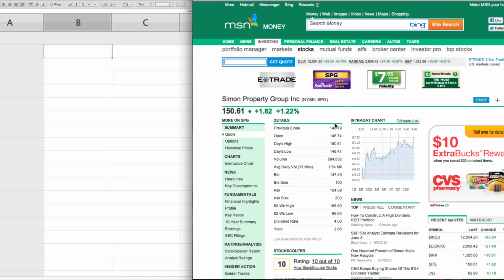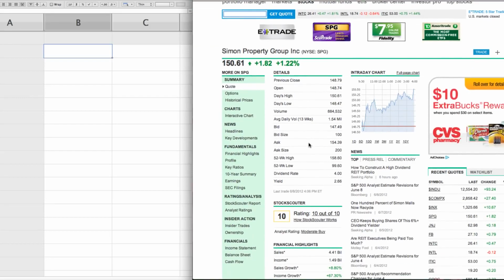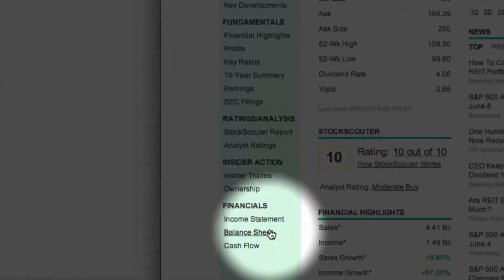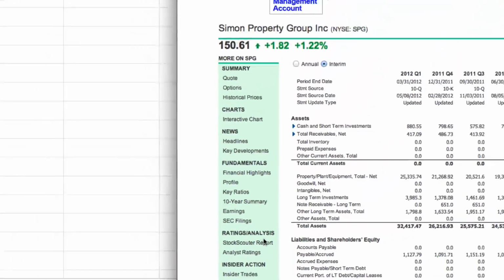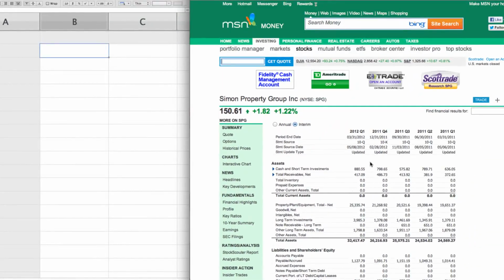Okay, and the first thing that I'm going to do is look at the balance sheet, because that's where we're going to be able to decipher the common versus the preferred shares. So we're going to go ahead and go to the balance sheet right here. Okay, and when we click on the balance sheet, it brings this up, and we're looking at the interim balance sheet for the first quarter of 2012 for the Simon Property Group.